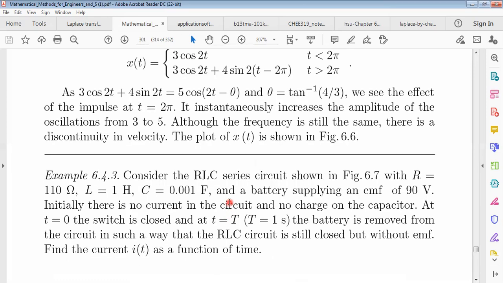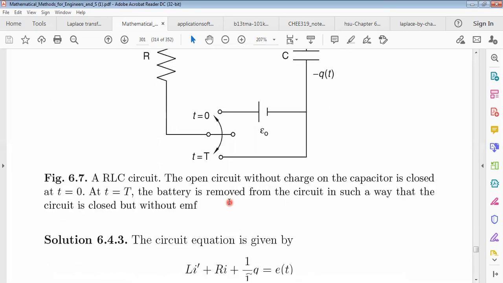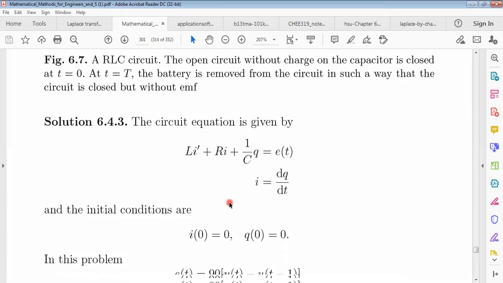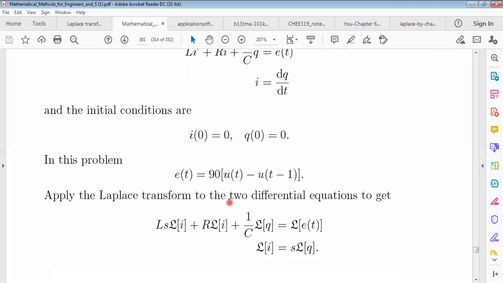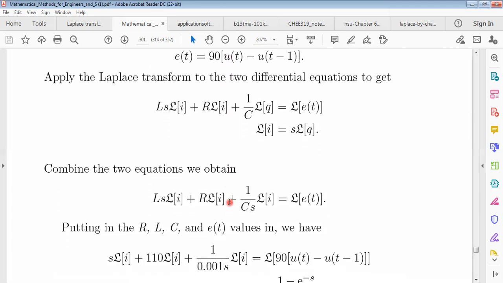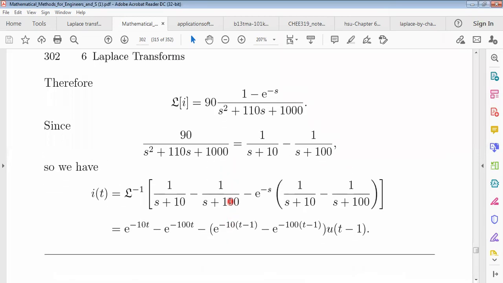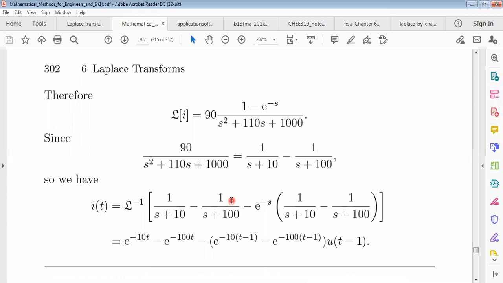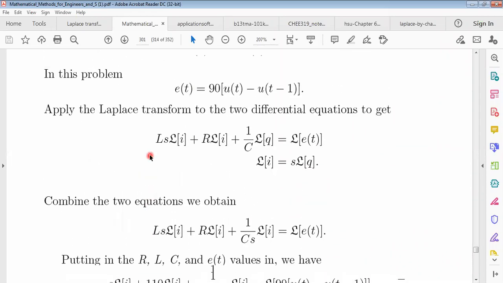Okay, this will be another example, of an electric circuit, but I am not discussing this. You will do it at home, homework for you, because we have solved 3 circuit problems. This will be homework for you. Watching the video, you can solve this.